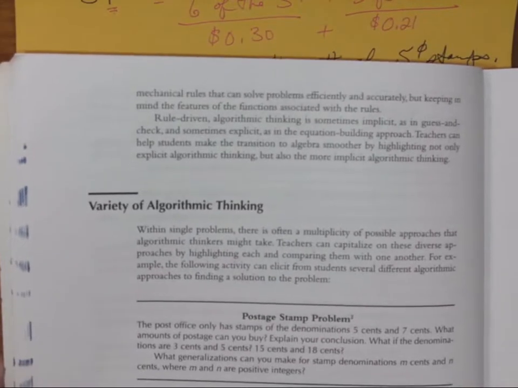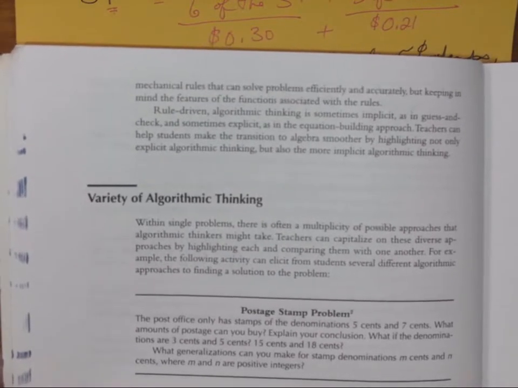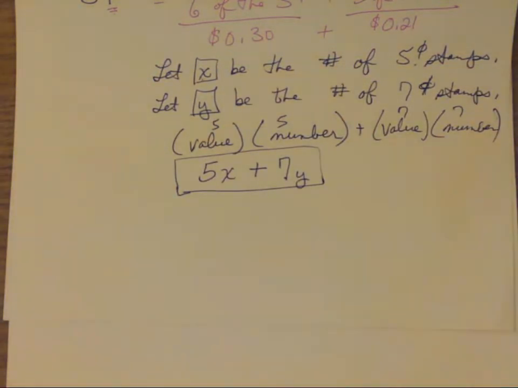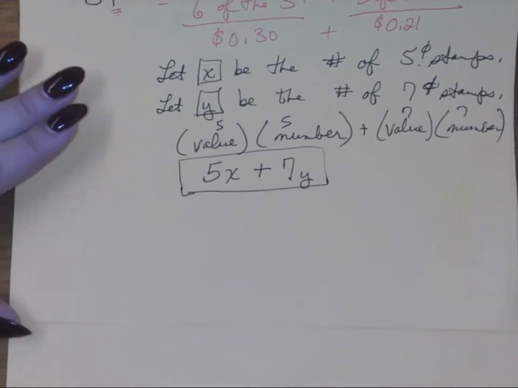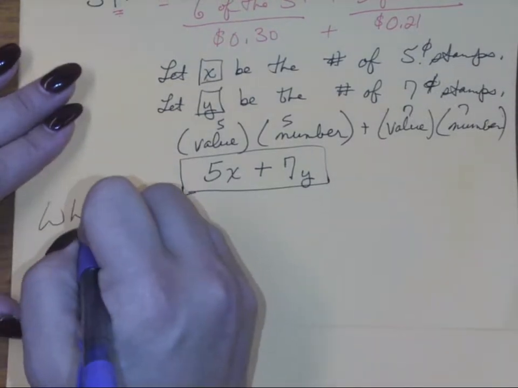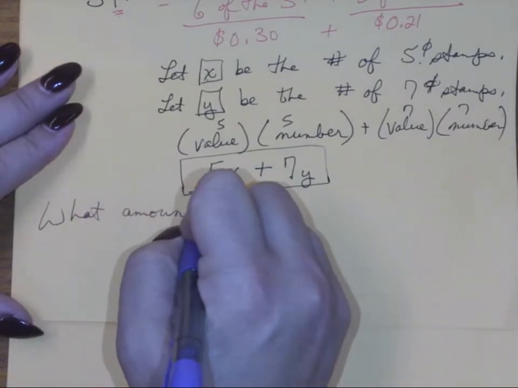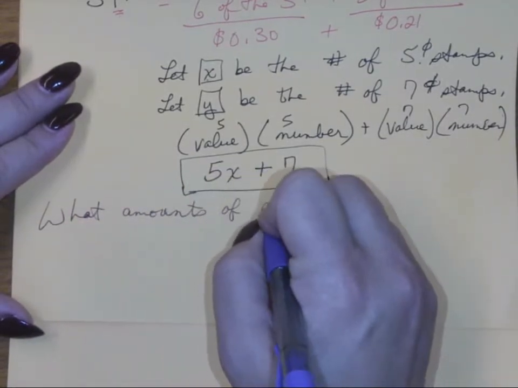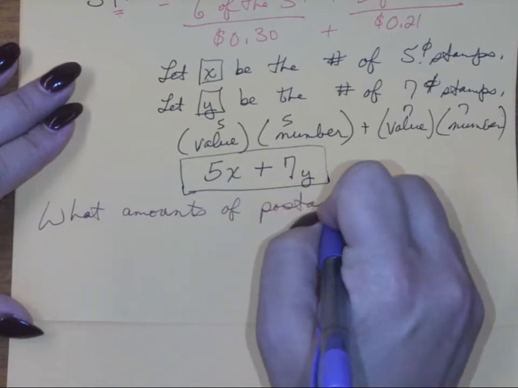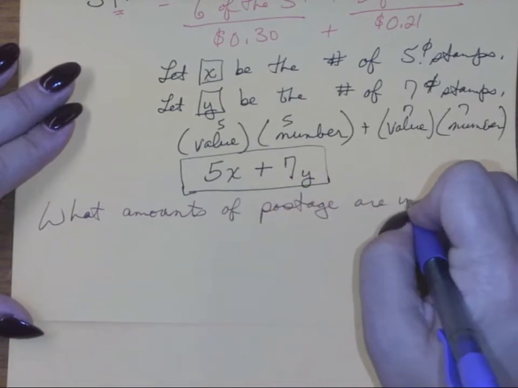But I want to know this basic question, what sets can I make? What combinations can I make? But really it's kind of even more important to say what combinations are impossible to make. Okay, so that's where I'm headed next. What amounts of postage are impossible?